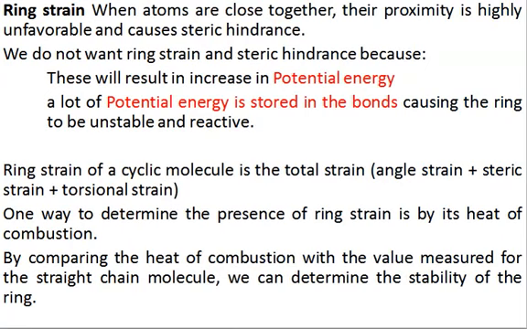Since we are considering the ring systems, the cyclic systems, the strain means instability. The instability of the cyclic system is known as ring strain, right? So ring strain always occurs when the atoms are close together. And when the atoms are close together, because of their proximity, the system becomes unstable. So their proximity is not favorable, because when they clump close together, because of the repulsion, the system becomes unstable. And we do not want this ring strain. Why do we not want this ring strain? Because of this ring strain, the potential energy will increase.